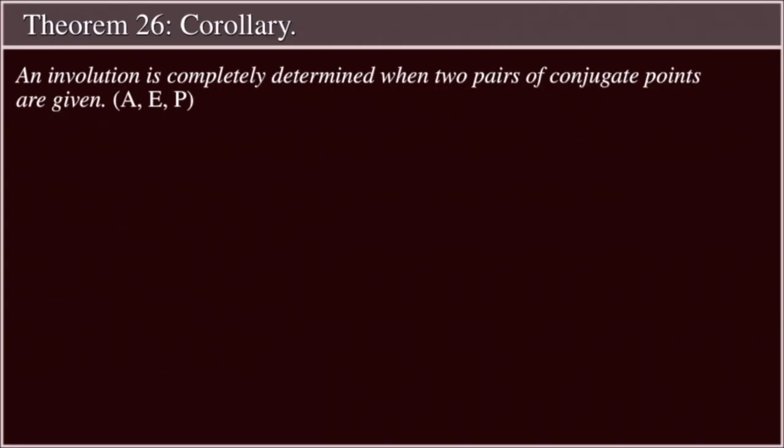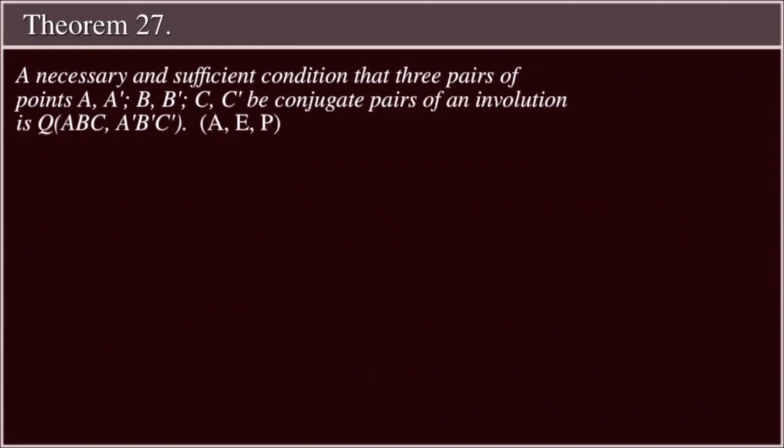Corollary: an involution is completely determined when two pairs of conjugate points are given. Assumptions A, E, and P. Theorem 27. A necessary and sufficient condition that three pairs of points AA', BB', CC' be conjugate pairs of an involution is Q of ABC, A'B'C'. Assumptions A, E, and P.